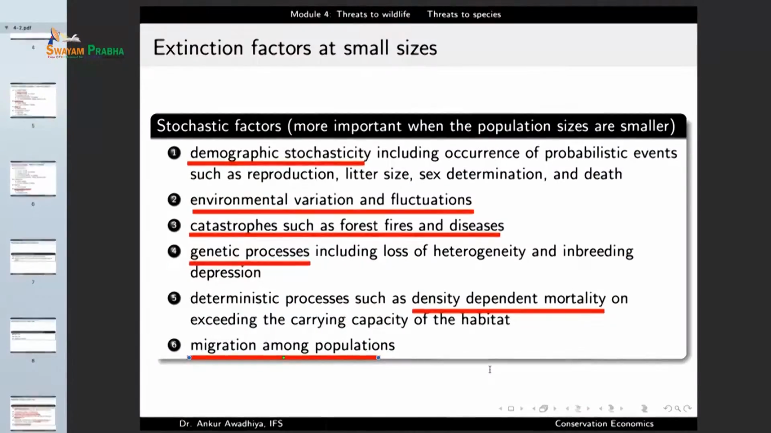If the population sizes were large, say in a group of 1,000 individuals, and 10 or 20 or 100 individuals move out during a migration period, it's fine. It does not make much of a difference. But in the case of smaller populations, if it so happens that members of a particular sex move out, then it is possible that the remaining members will not find partners and the population will be pushed towards extinction.